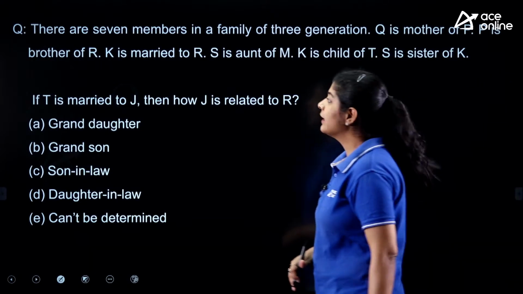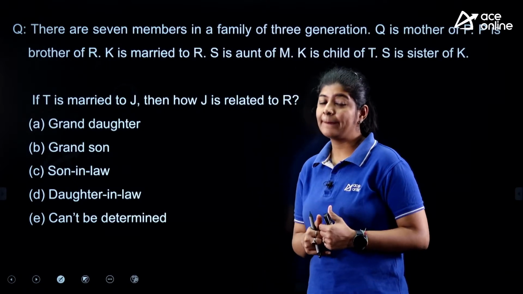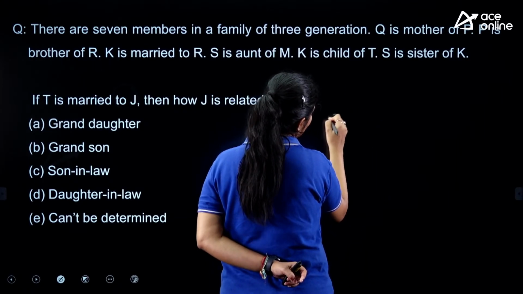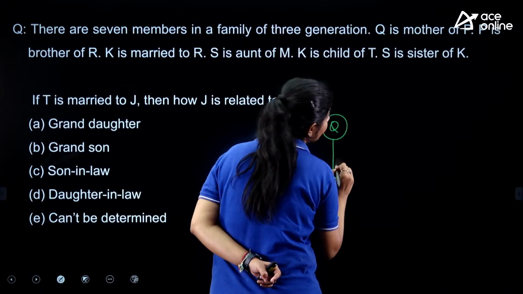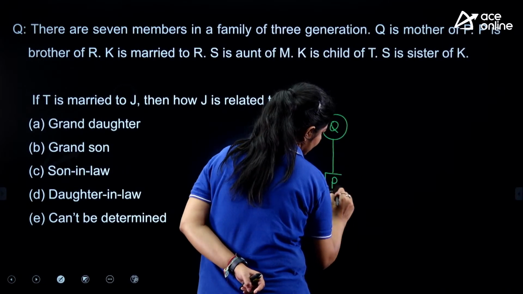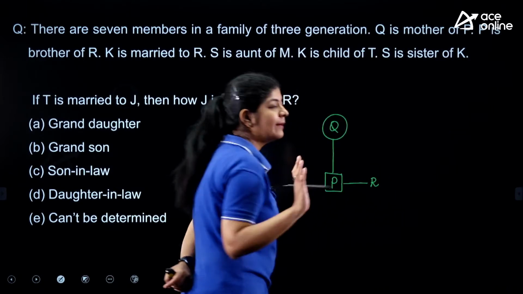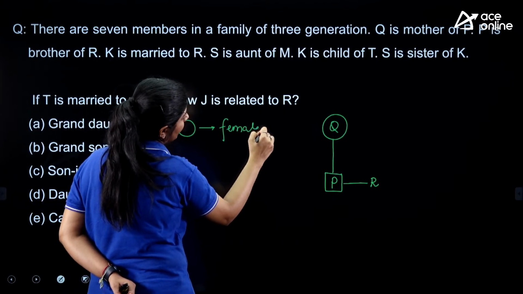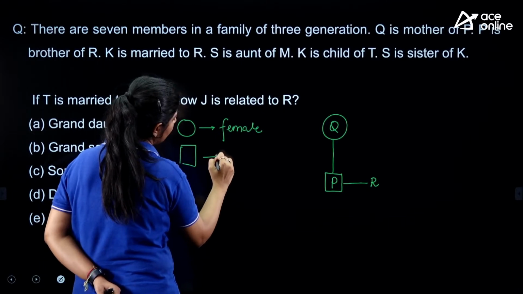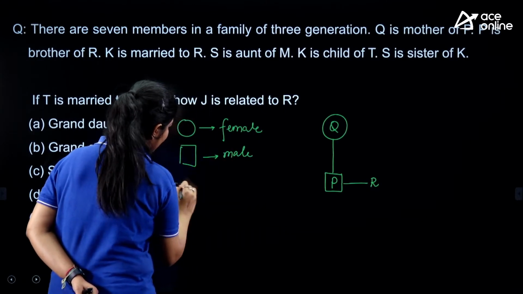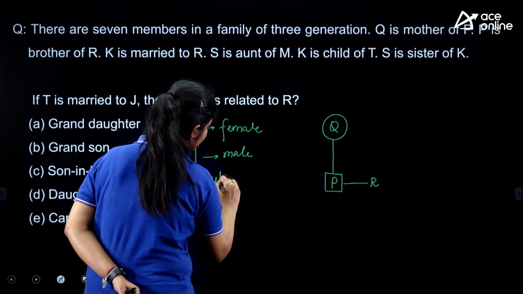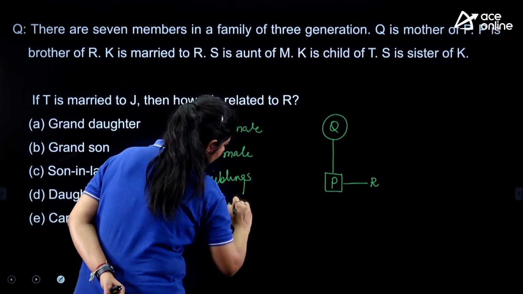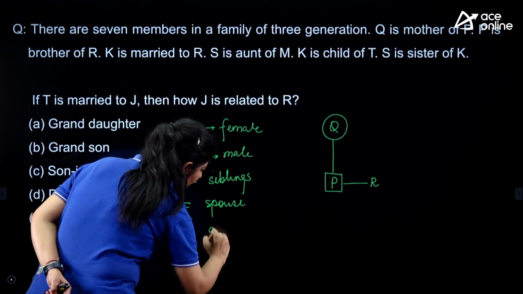Okay, let's start drawing it. As it is given, we have 7 members in 3 generations. Q is a mother of P. P is a brother of R. So I am using a circle for the female and a box for the male. A single line means the same generation, or we can say siblings. A double line means they are spouses, and vertical lines mean a generation gap.